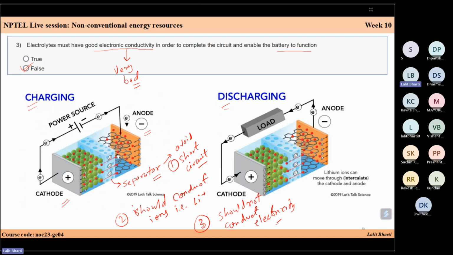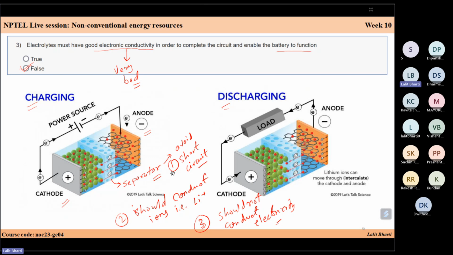So what is the criteria? We use a separator which is permeable to the electrolyte. The electrolyte is non-conductive for electrons, but highly conductive for the ions present, the lithium ions. The question says the electrolyte must have good electronic conductivity. That is false, because the electrolyte should have very high ionic conductivity to conduct the lithium ions through the separator, but the electronic conductivity should be very low.